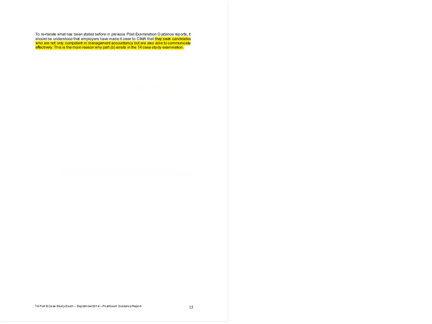This is very important. This is the last thing about the examiner's things, CIMA. It should be understood that employers of people that want to employ CIMA graduates or CIMA accountants seek candidates who are not only competent in management accountancy, but are able to communicate effectively. This is the main reason why Part B exists in T4.